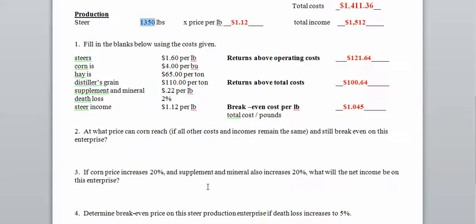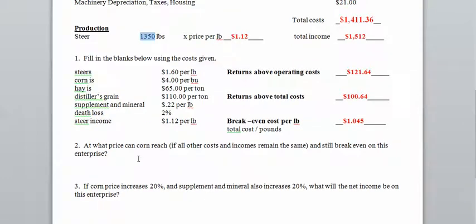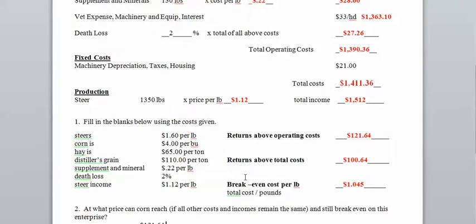Okay, here's an interesting question. At what price can corn reach, if all other costs and incomes remain the same, and we still break even on this enterprise? Whew. So we know that we have some room to work with here. We have a total income of $1,512. Our total cost is $1,411.36. So we have a total return right now of $121.64. That's our total profit. So my question is, what price can corn reach and we still break even?